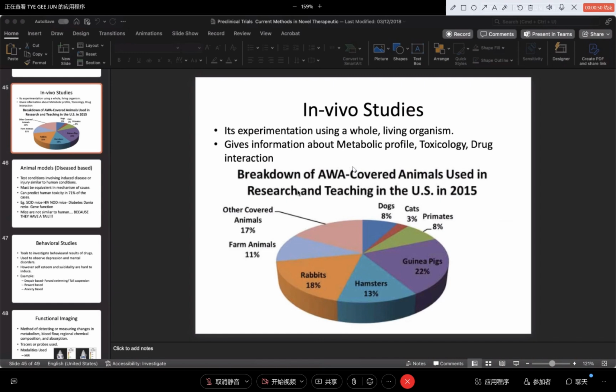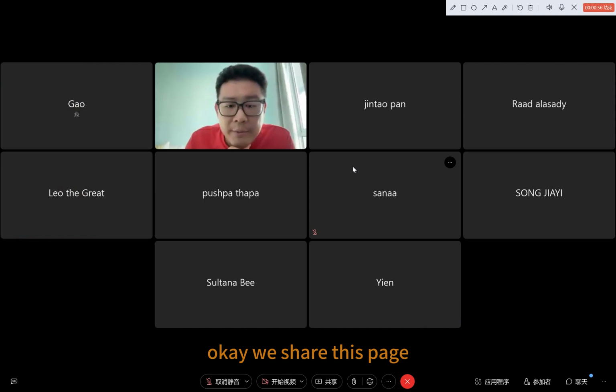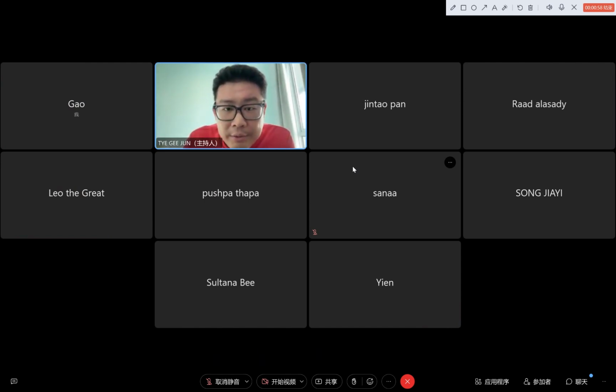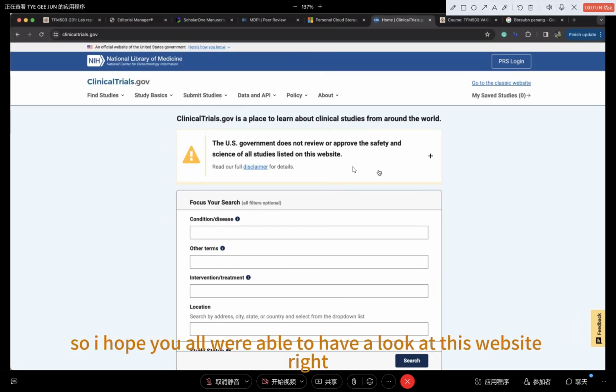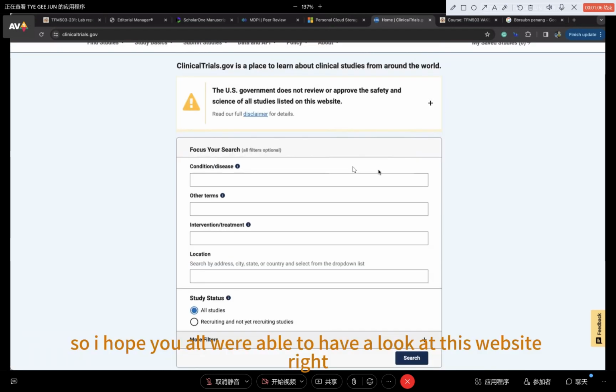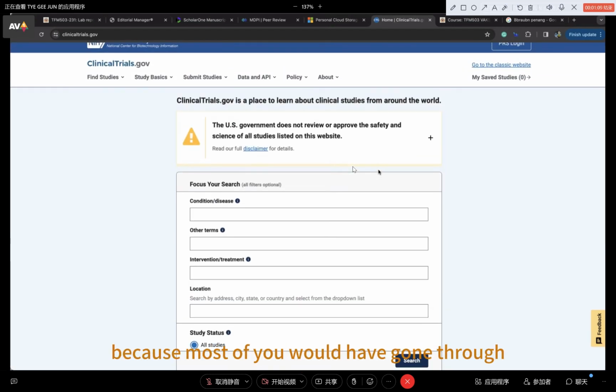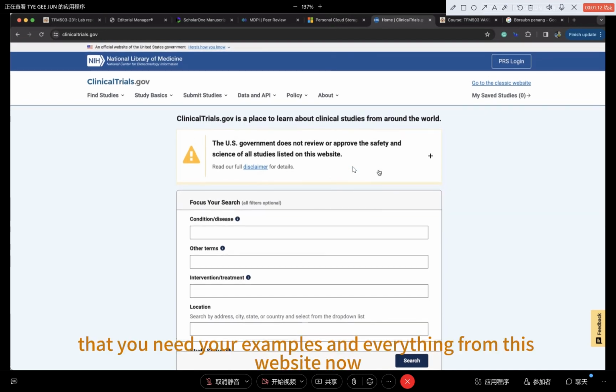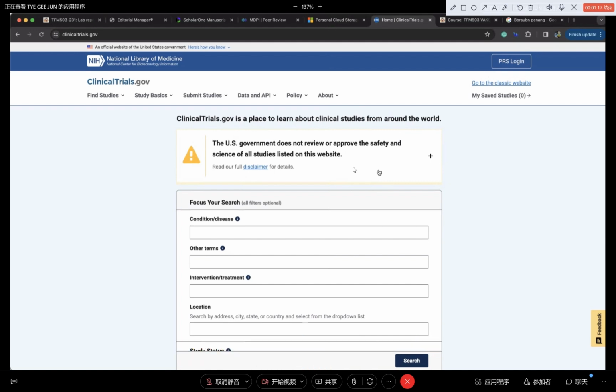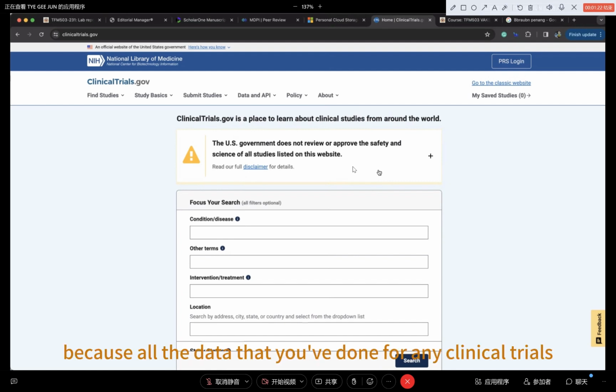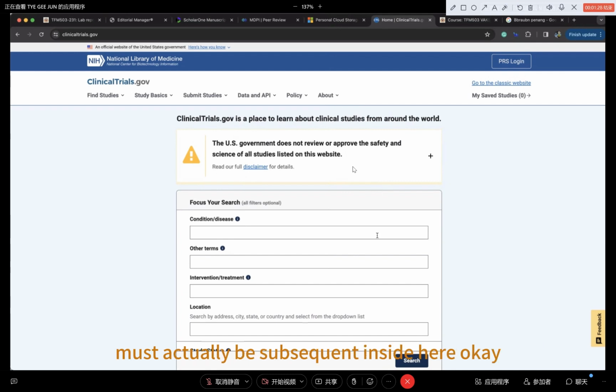Clinicaltrials.gov. Okay, let me share this page. Clinicaltrials.gov. So I hope you all were able to have a look at this website, right? Because most of you would have gone through whatever you need, your examples and everything from this website. Now, the good thing about this website is that access is actually free. Why? Because all the data that you've done for any clinical trials must actually be inserted inside here.